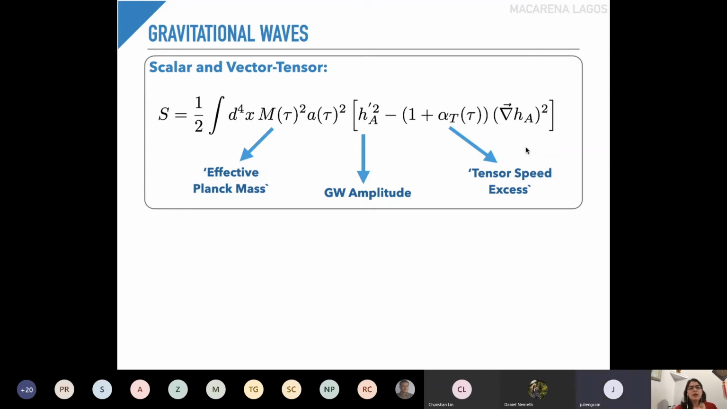Sorry, Macarena. Yes. Chuncha has a question for you. Sure. Can we absorb this time dependence of the Planck mass into a redefinition of the scale factor? It looks like you have M squared and a squared.